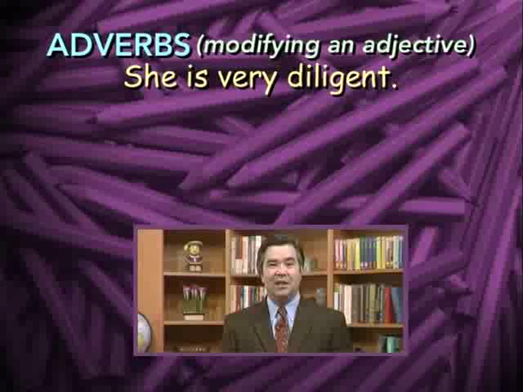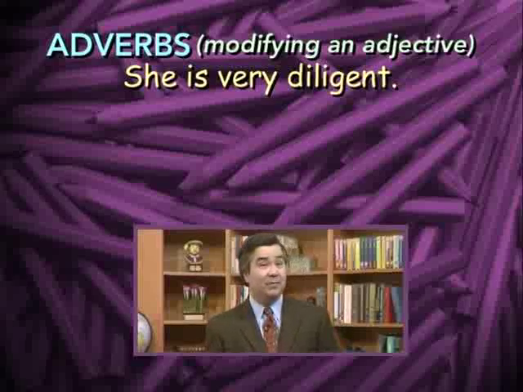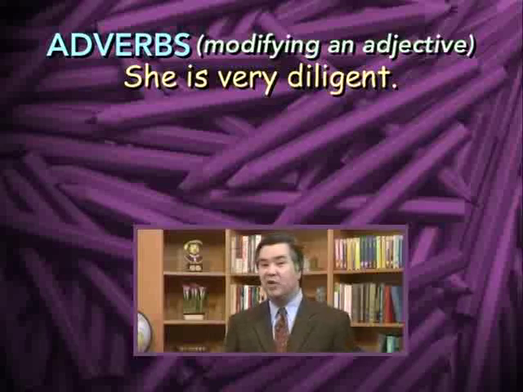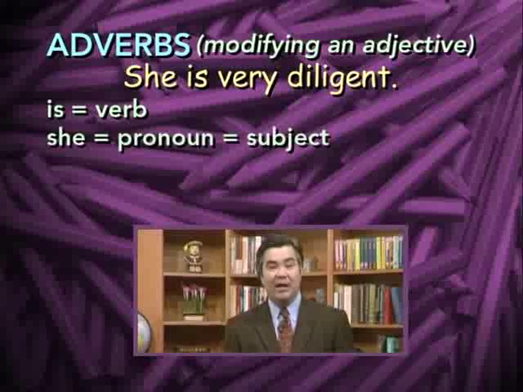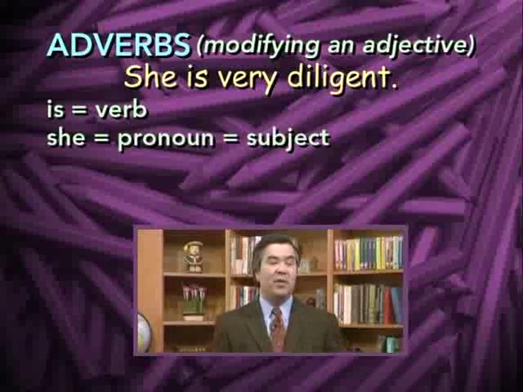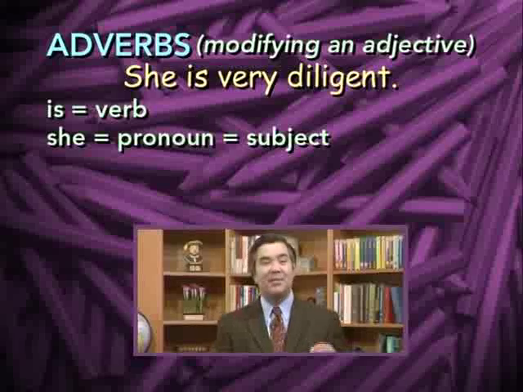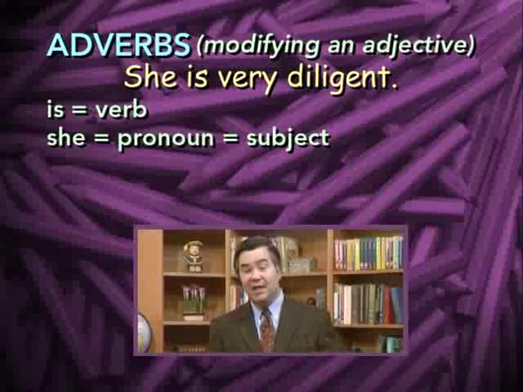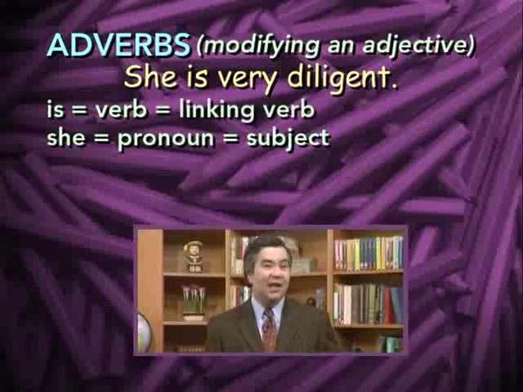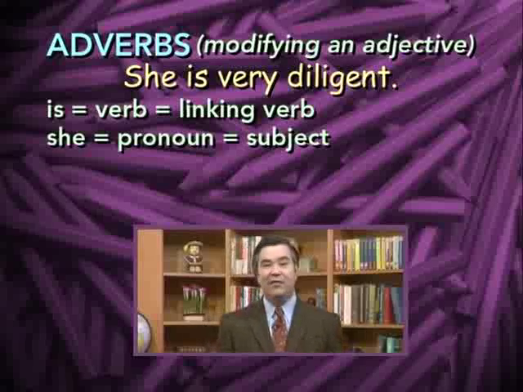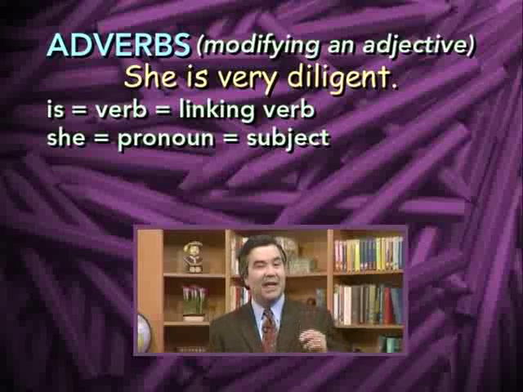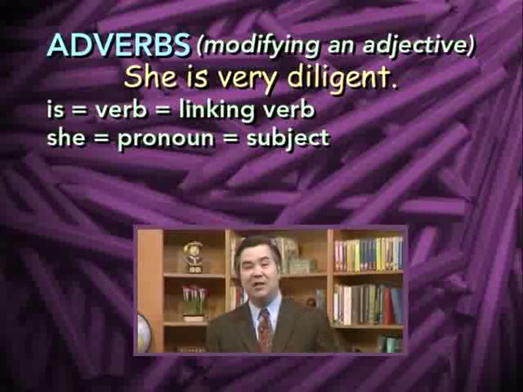Here's another sentence. She is very diligent. Here we have a sentence with a slightly different structure. The verb in this sentence is. The subject is the pronoun she. Now, the difference between the verb is and the verb works is the following. Works is an action verb. An action verb describes something that the subject does. Is a linking verb. A linking verb describes something that the subject is. So in this case, we have a sentence containing a linking verb rather than an action verb.